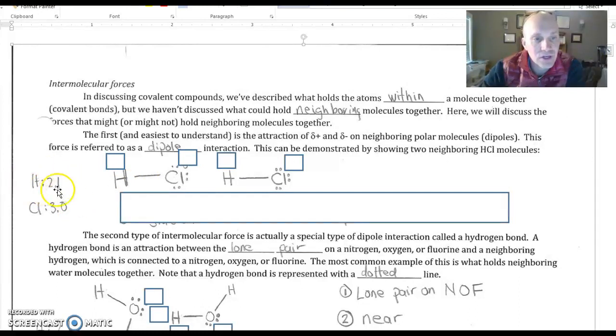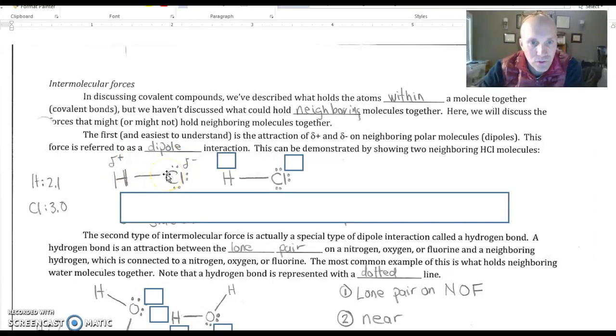So I've given the electronegativities of both hydrogen and chlorine here, and so if we had this molecule right here, you can see chlorine would have an electronegativity of 3.0, hydrogen would be 2.1, and that would make this a polar bond, meaning chlorine kind of hogs the electrons that are in this bond, pulling them towards itself. That's going to create a slightly delta negative, or slightly negative side, and a slightly positive side. The delta negative is the side that has the electrons pulled towards it.